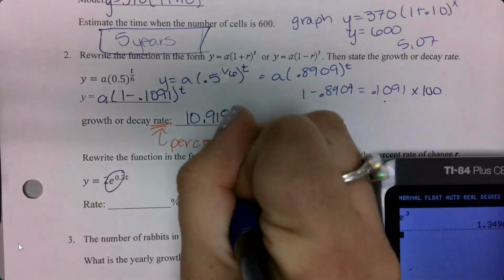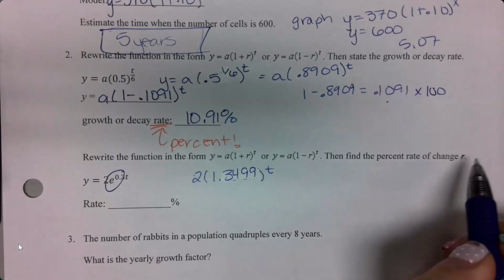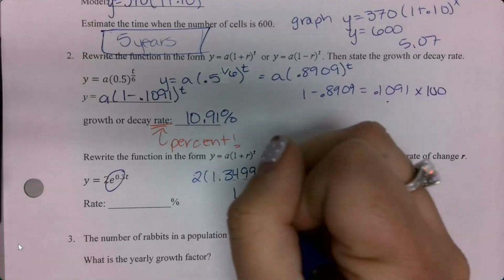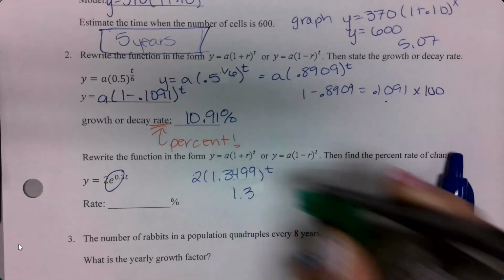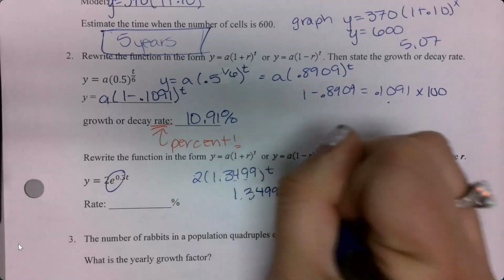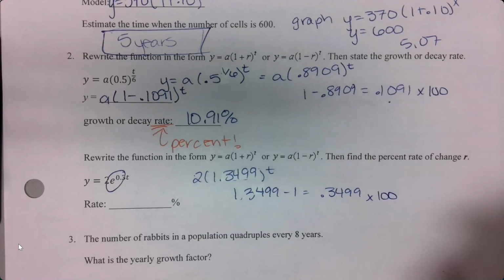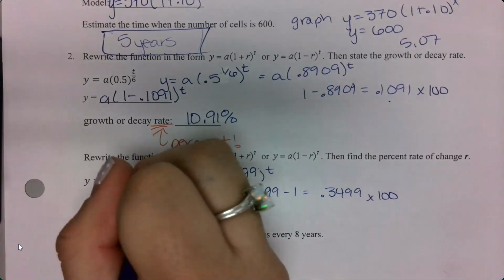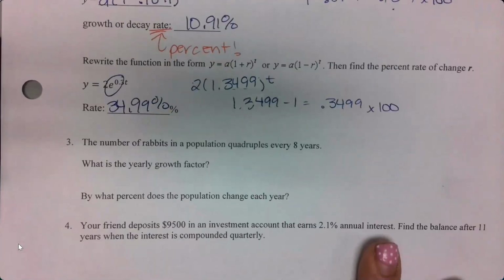So 3499. Then it wants the rate change. So I'm going to do 1.3499 minus 1, which gets me 0.3499, times 100 to turn it back into a percent. It's going to give me 34.99%. Oh, the percent sign is already there.